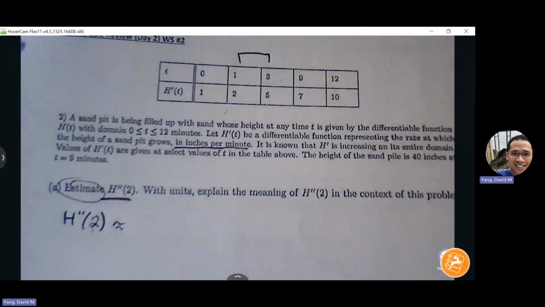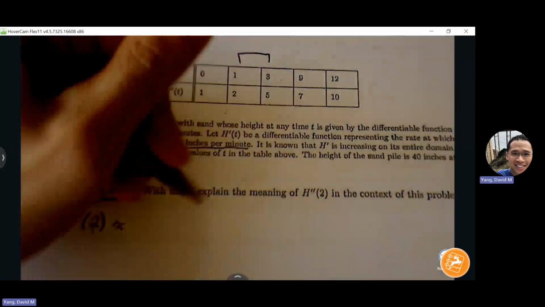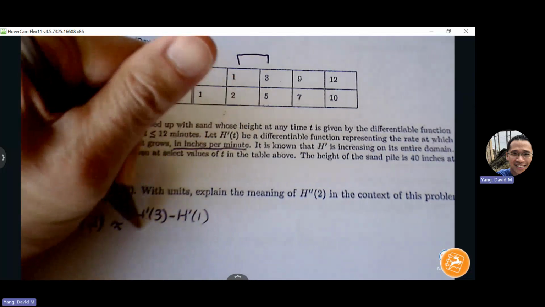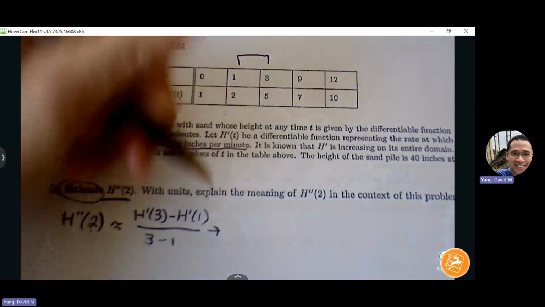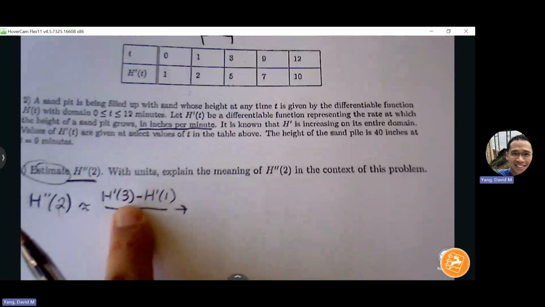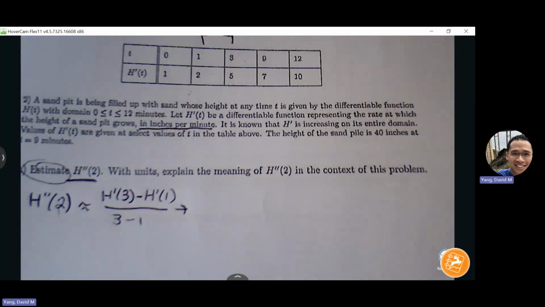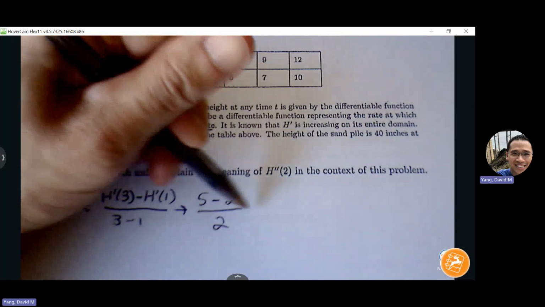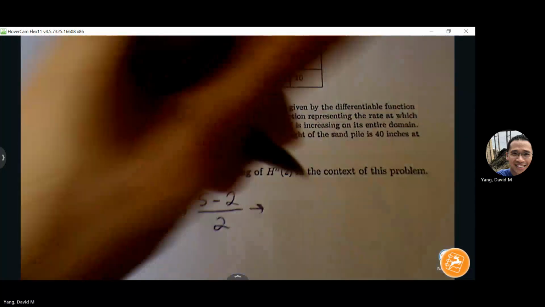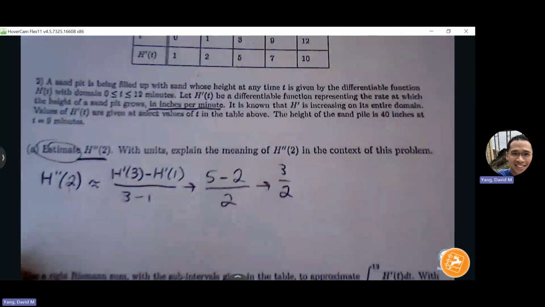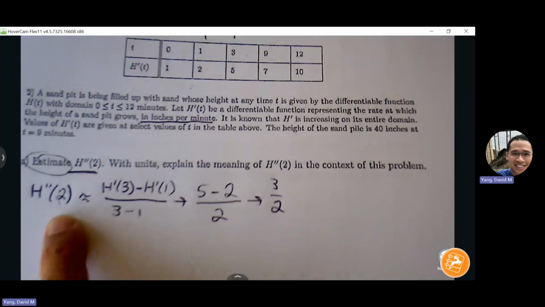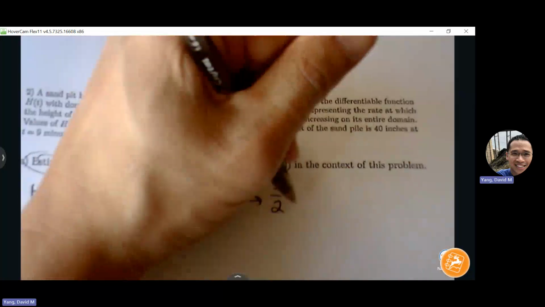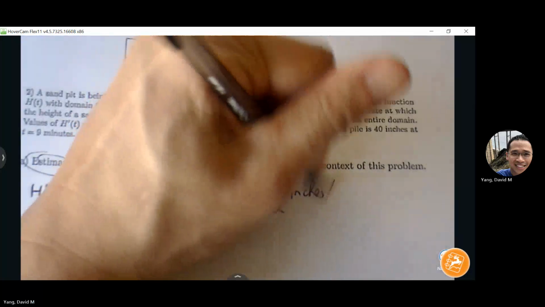So we can just say the change in h prime over the change in time, right? So h prime of 3 minus h prime of 1 all over 3 minus 1. All right, let's find the values here. H prime of 3 is 5, minus 2 over 2, and that reduces to 3 over 2. What's the new unit of measure here? Inches per minute. Good, inches per minute, right? We have a rate of a rate, so inches per minute squared.